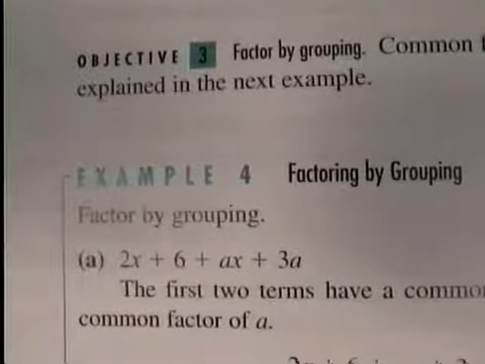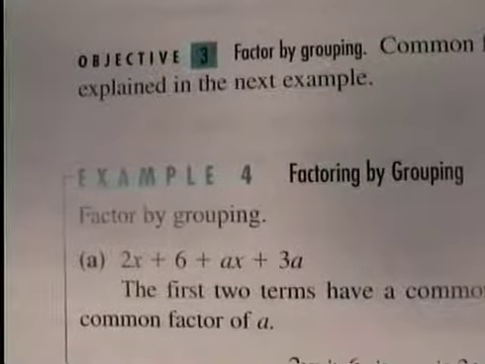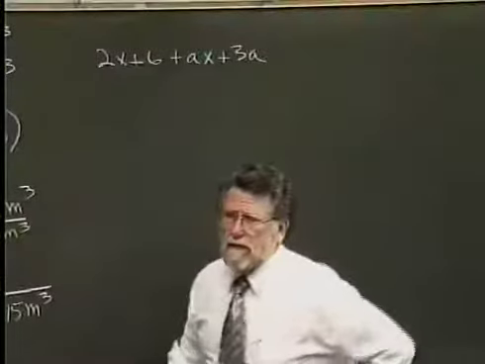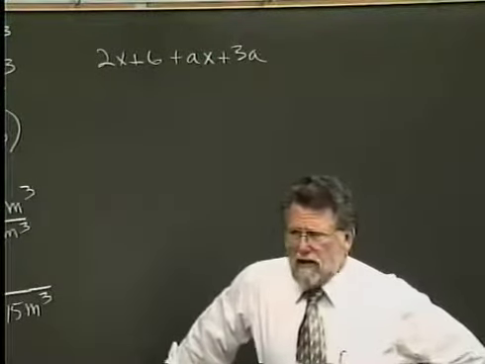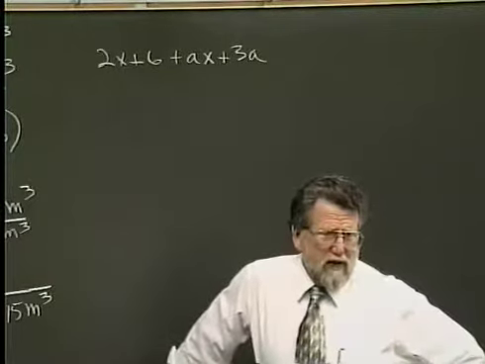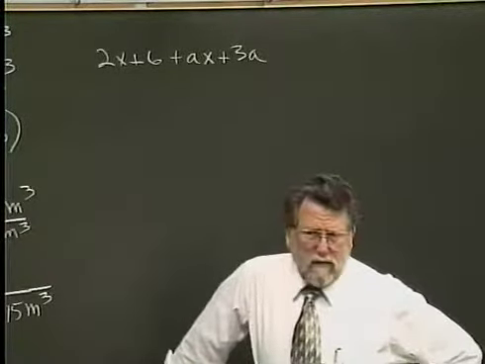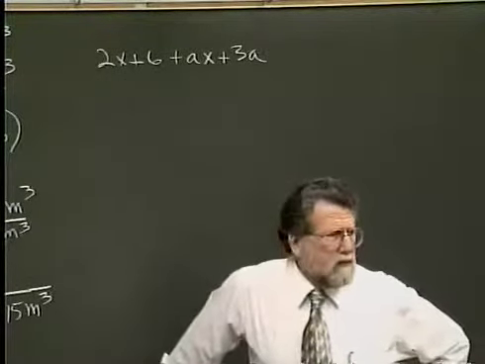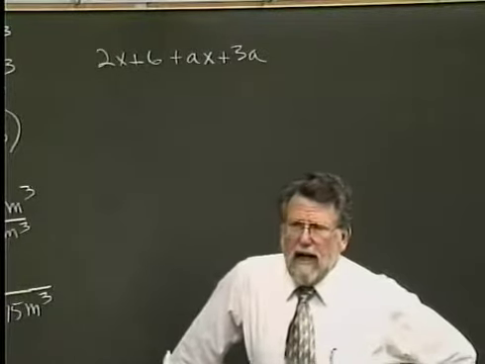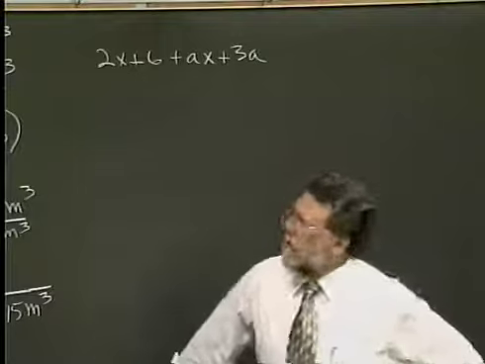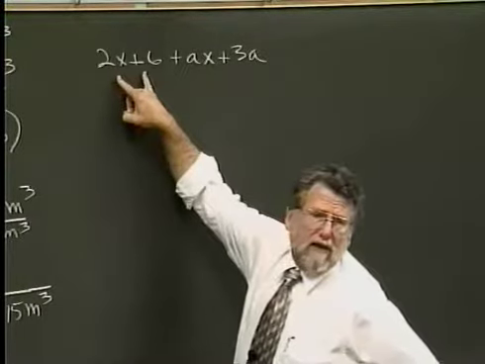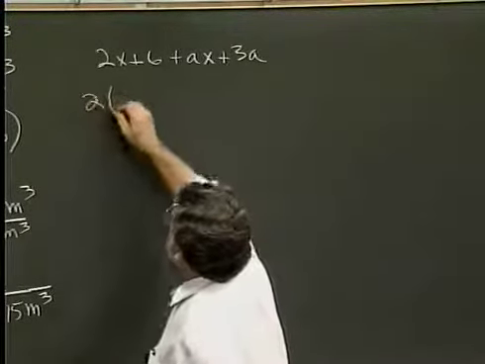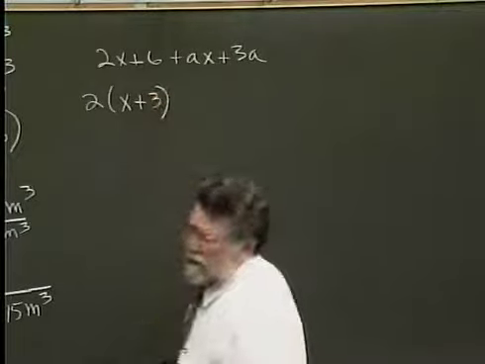We have 2x plus 6, and then I believe I have ax plus 3a. Now, if I look at that as a problem and ask you to take out a greatest common factor, your first impression might be there isn't one. However, you could look at this by pairs of terms and say, well, I could do something in each of the first two terms. There's a greatest common factor there, which is 2. So I'm going to have 2 times x plus 3.